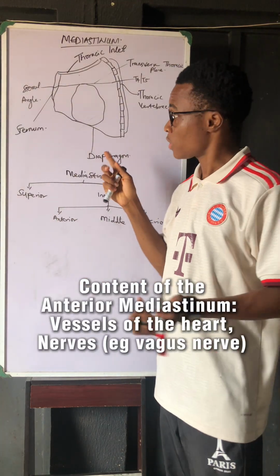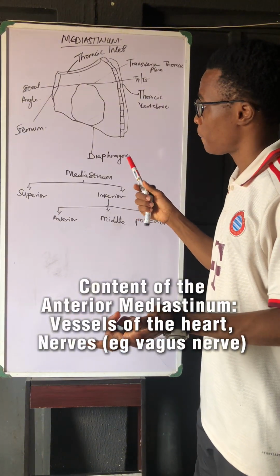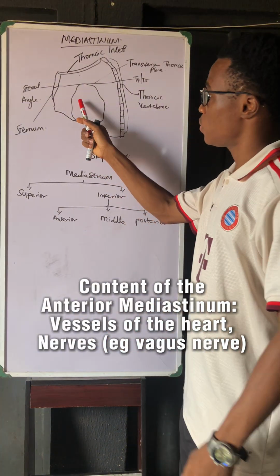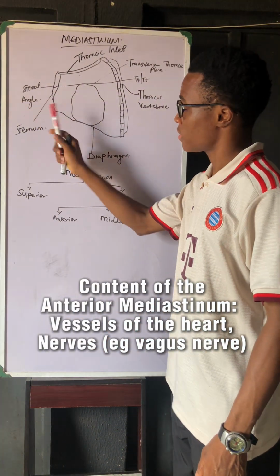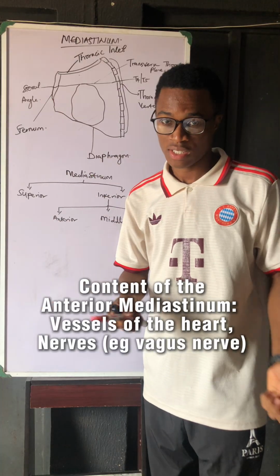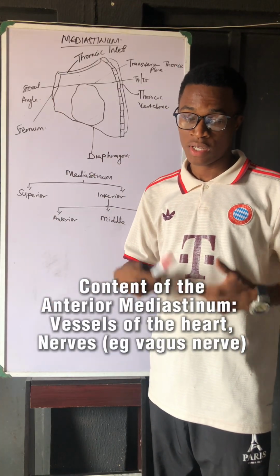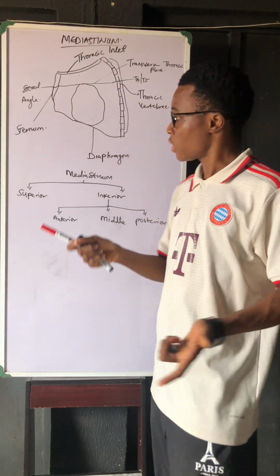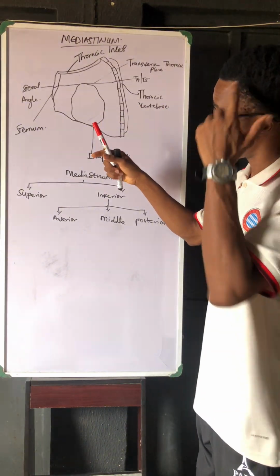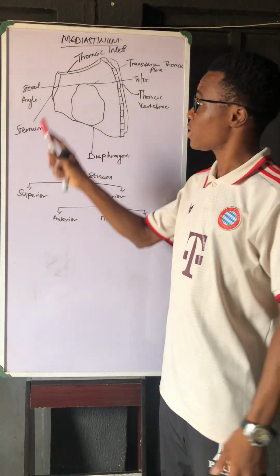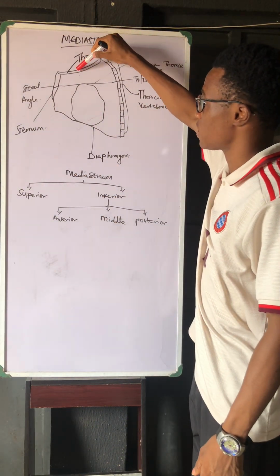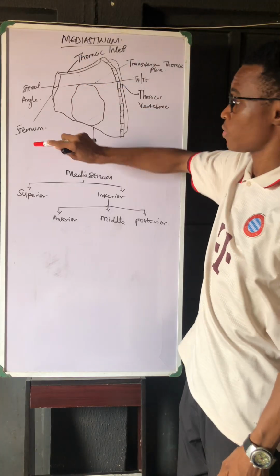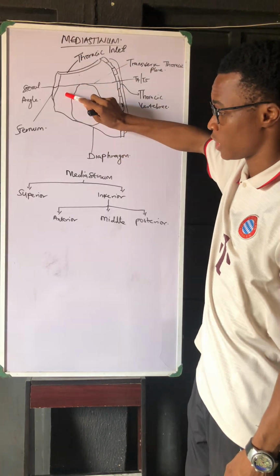Whenever you talk about the contents of this, you can talk about all those vessels coming from the heart. You can talk about some nerves, for example the vagus nerve, and so on. Then you can talk about any other thing that transverses the heart anteriorly, which will be located in the anterior mediastinum.